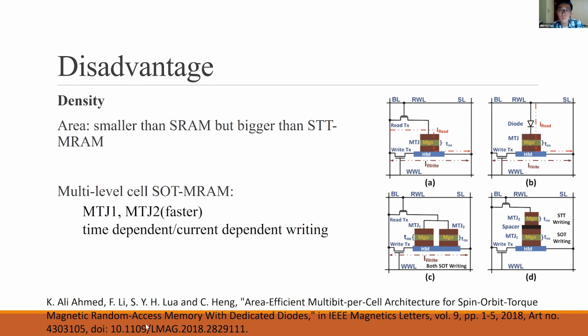Actually here A and B are used to compare with C and D, and they are the basic spin orbit torque MRAM structures. So actually we want to introduce the advantage of C and D, which is a high density. There's no advantage for A and B. It is just a basic spin orbit torque MRAM structure here.